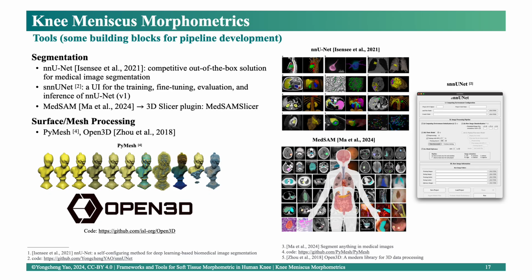In this section, I will briefly introduce some useful tools for the development of a meniscus morphometrics pipeline. The nnU-Net and MedSAM models provide a strong foundation for segmentation model development. Additionally, an interface for nnU-Net has been developed. Existing mesh processing libraries can be used for downstream tasks.